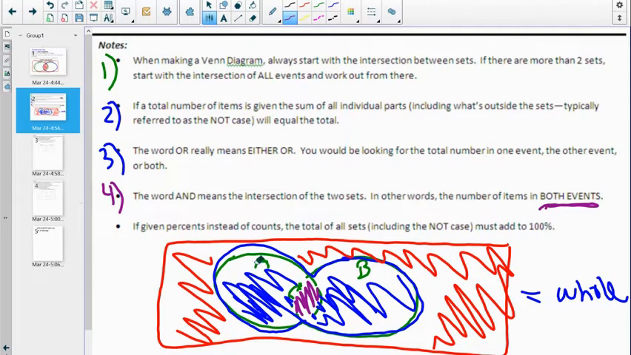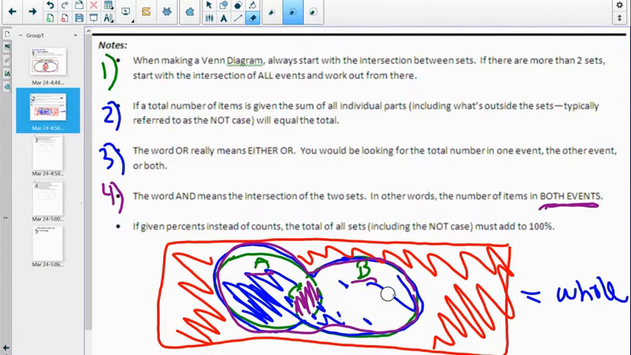Because if you were to say that this whole shape was and, that's not true, because over here, let's say that blue area over in part A, that's not in B, so it's not in both of them. So the only area that's in both is that overlap. And then if given percents instead of counts, the total of the sets, including the not case, must add up to 100%. So again, that whole box over here would be 100%.